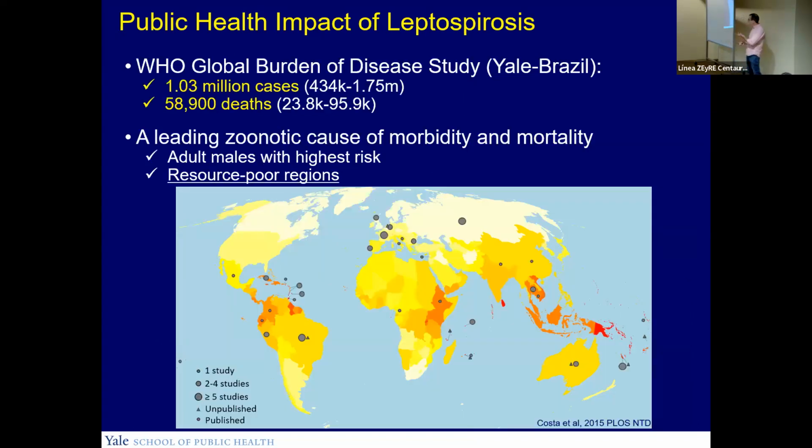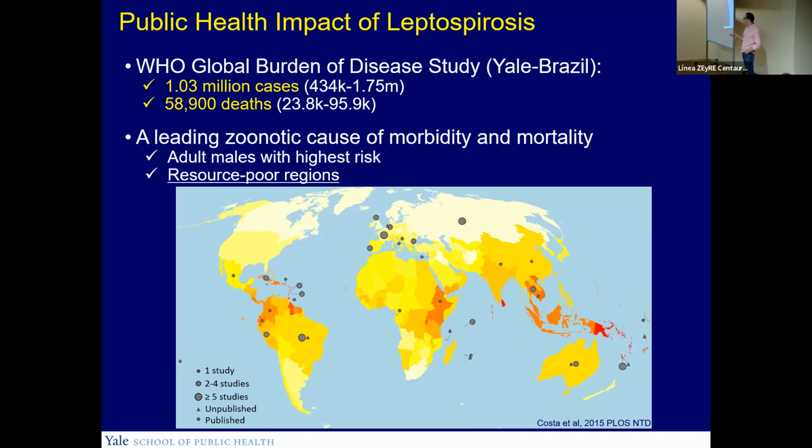A study conducted by Yale and Brazil showed there are over a million cases yearly in the globe, and more than 60,000 people are dying. This is probably an underestimation, because, as we'll talk about a bit more, diagnostics are terrible for leptospirosis and infectious disease in general. Not a lot of people are doing it. There are a lot of parts of the world that don't have any results or definition about the etiology or epidemiology of leptospirosis. It is considered a neglected cause of morbidity and mortality in the world.